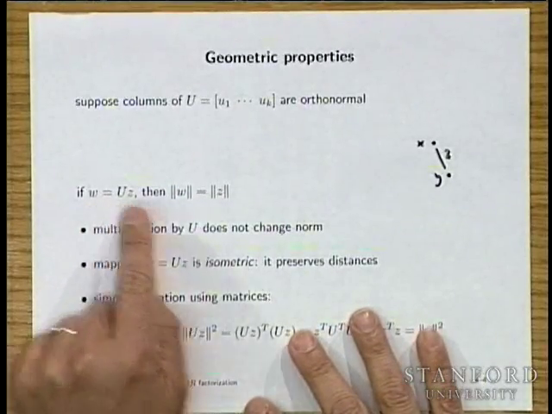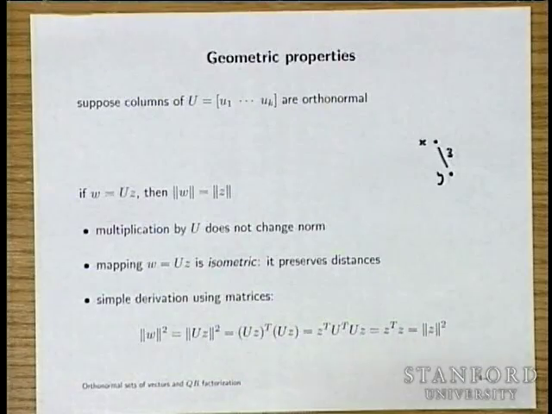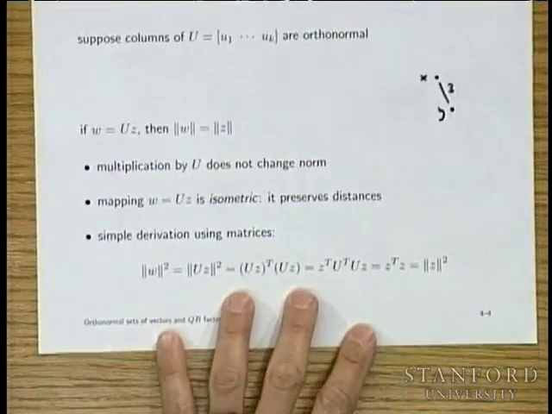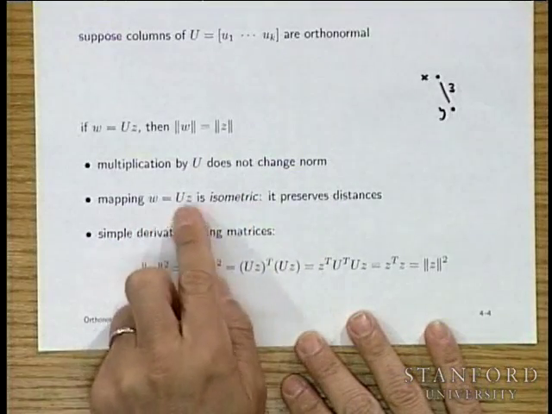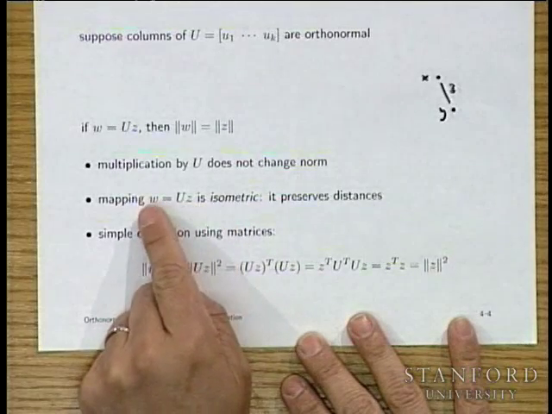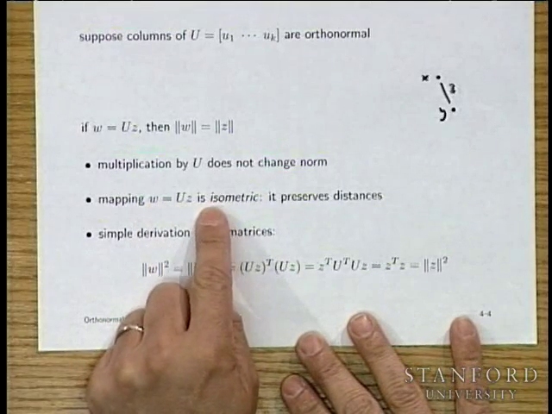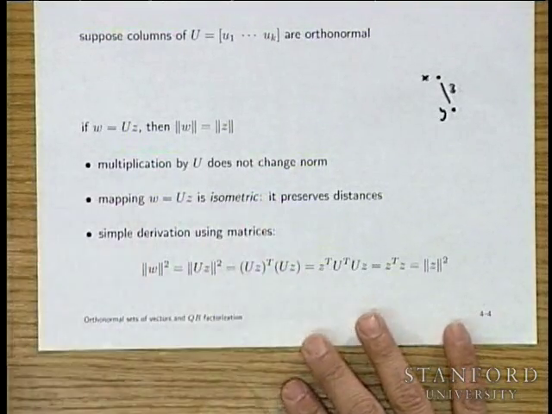If w is Uz, then the norm of w is the norm of z. In other words, if you multiply by a matrix whose columns are orthonormal, you preserve lengths. You preserve norm. Let's see how that works. It also means that people say the mapping z to Uz is isometric. Iso means the same, and metric means that the lengths or distances are preserved.